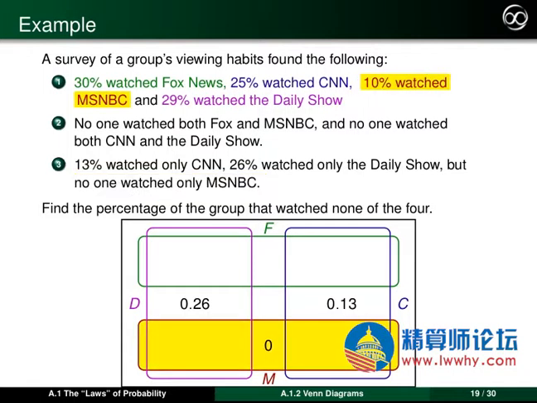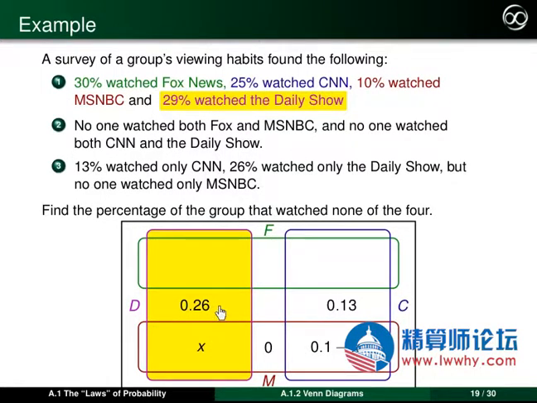A total of 10% of the people watch MSNBC. So I know about the 0 here. I have 2 other parts. The people who watch MSNBC and The Daily Show, and the people who watch MSNBC and CNN. I'm going to let X be those who watch MSNBC and The Daily Show. What's left over? This adds up to 10%. I know about 0, I know about X, so what's left over is 0.1 minus X.